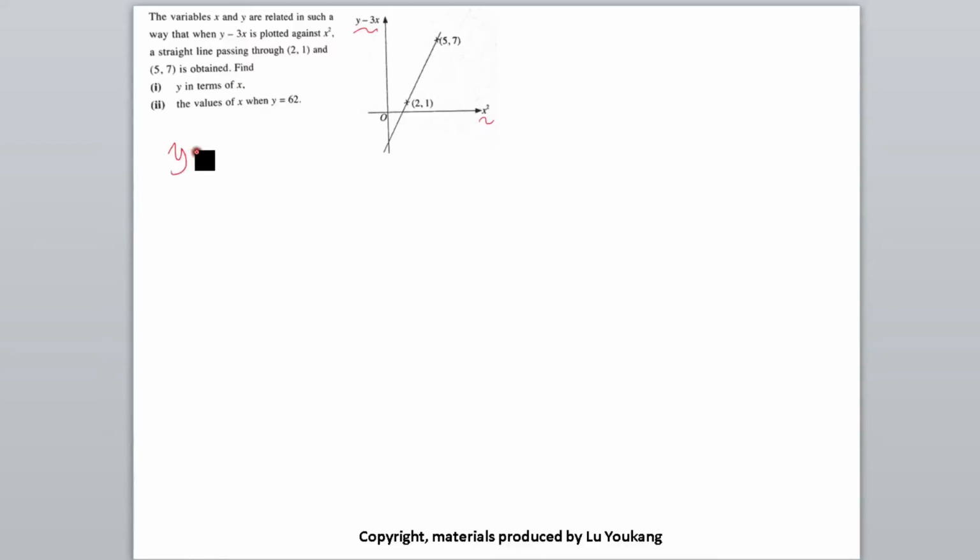So you see this straight line as well. Part 1, we are asked to find y in terms of x. So what we learn in A-Maths: we learn the equation of a linear equation. The general form of a linear equation is y equals mx plus c. In A-Maths, our vertical axis is our y, our horizontal axis is our x, with m our gradient and c our y-intercept.